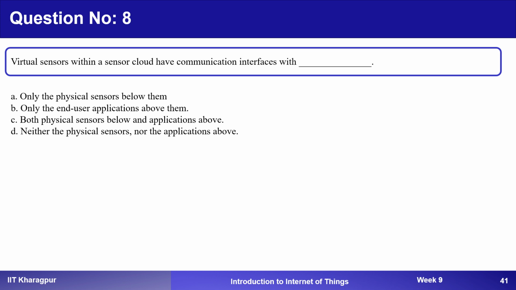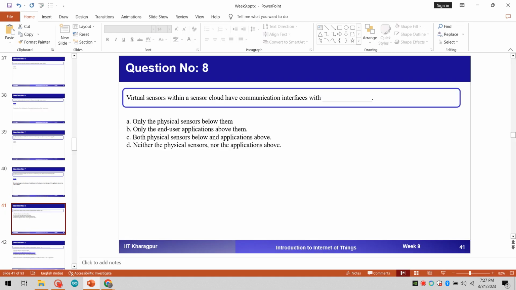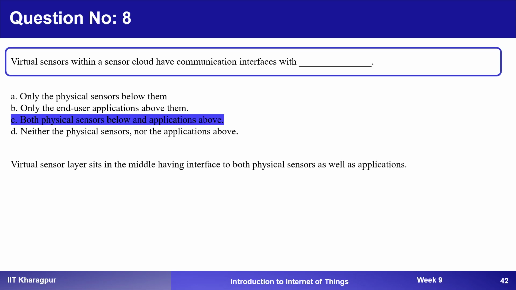Next question is, virtual sensors within a sensor cloud have communication interfaces with blank. Options are only the physical sensors below them, only the end user applications above them, both physical sensors and applications, neither physical sensors nor the applications. Option C. Okay. Anyone else? C, ma'am. So basically, virtual sensors can interface with your applications and also the physical sensors. The data sensed by your physical sensors, the virtual sensors are going to provide to multiple applications at the same time.